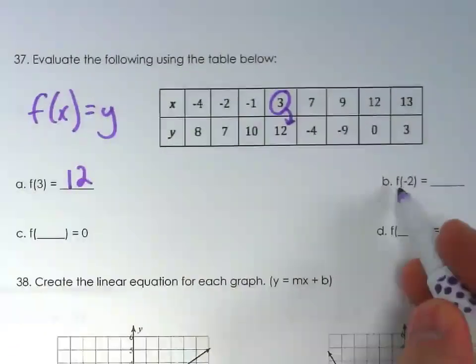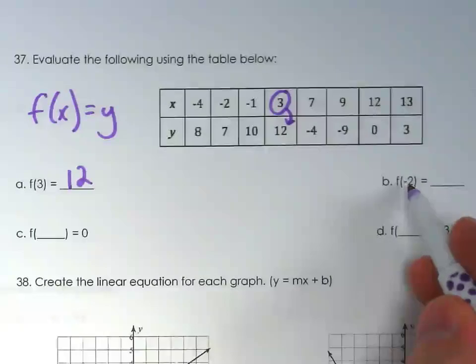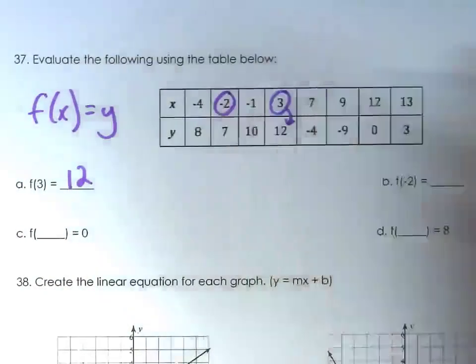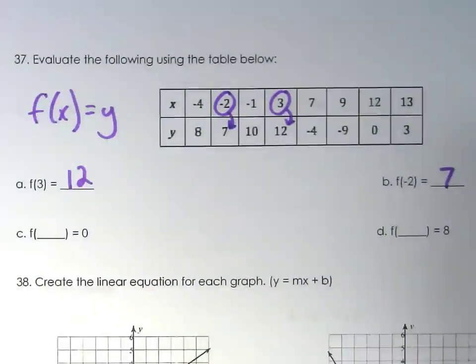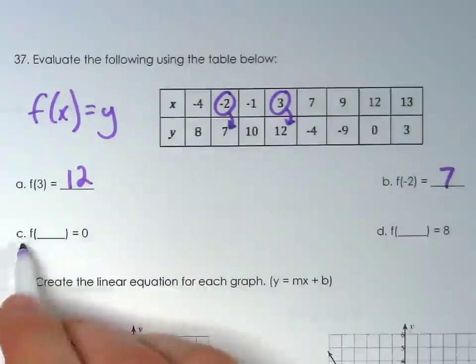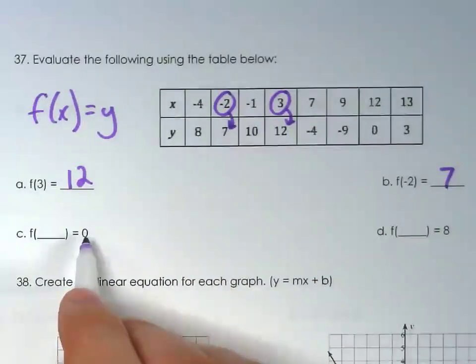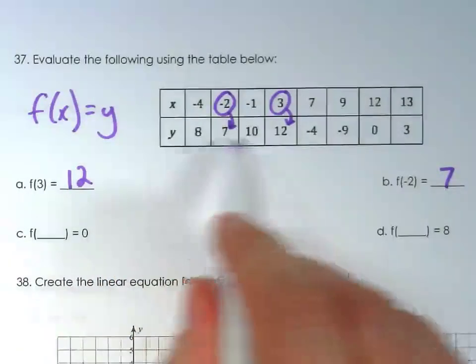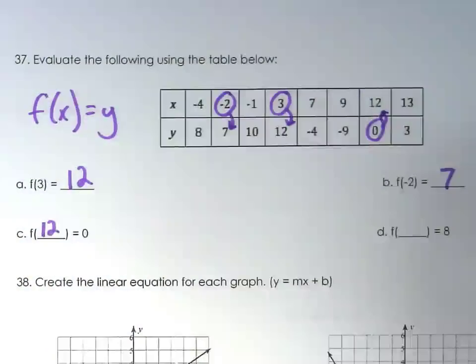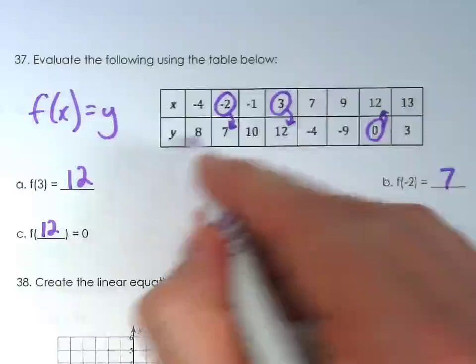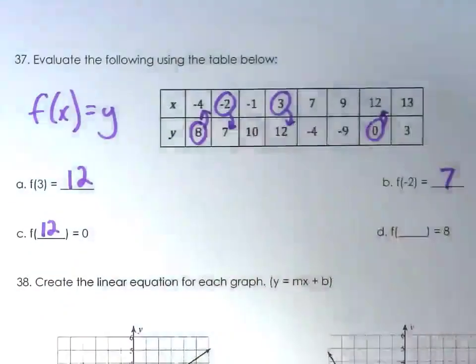Take a look at B. It says when f of negative 2, remember that is your x. So when x is negative 2, notice there's negative 2. What is my y? 7. Pretty simple. Nothing crazy going on there. When you get to C, notice they give you your y. So that means you start on y. This is your output. So you go to y is 0. What is your x? 12. And that is correct. And the last one, it says y is 8. So when you go to y is 8, what is your x? It would be negative 4.